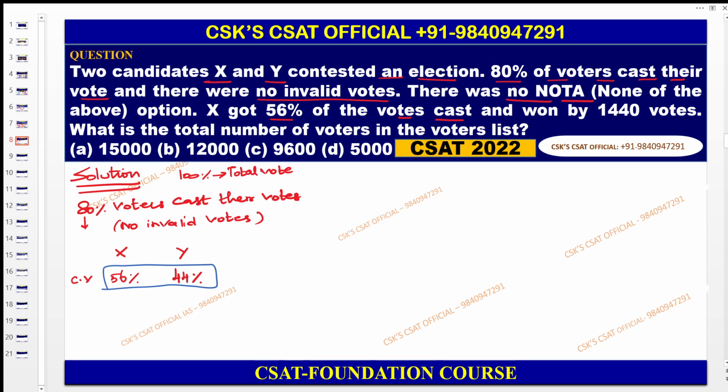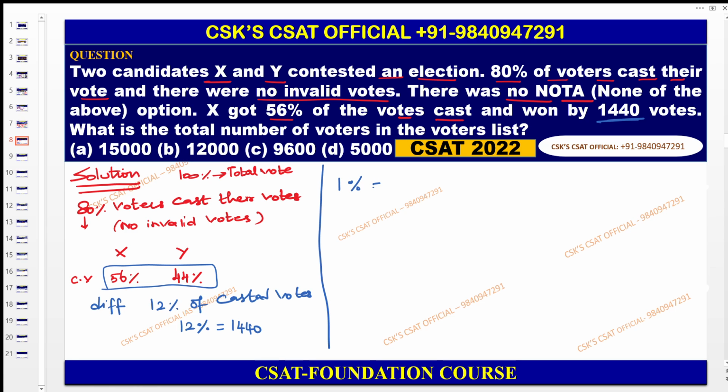Okay. The answer is 15,000. 15,000 is correct. Now find the difference. So the difference here is 12%. So 12% of the casted vote is the margin provided as 1440. Listen very carefully. That 12% is equal to 1440. When that 12% is equal to 1440, what is 1%?